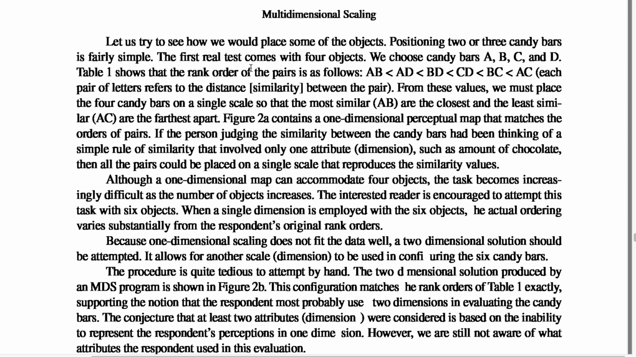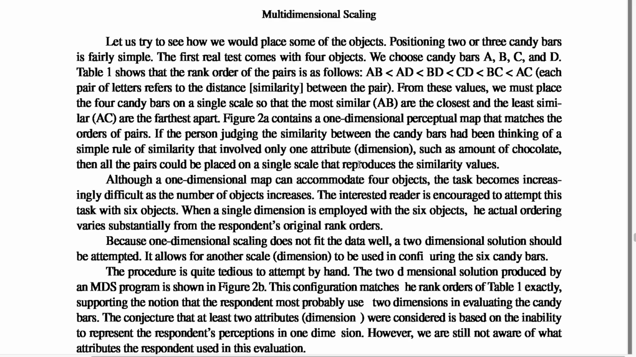The first real test comes with 4 objects. We choose candy bars A, B, C and D. Table 1 shows that the rank order of the pairs is the following: AB less than AD, BD greater than AD, CD greater than BD. So that's how each pair of letters refers to the distance or similarity between the pair. From these values we must place the 4 candy bars on a single scale so that the most similar, AB, are the closest and the least similar, AC, are the farthest apart.